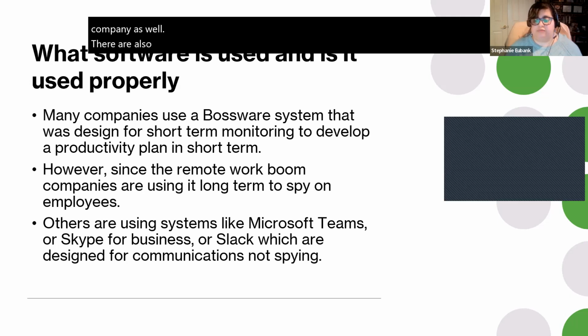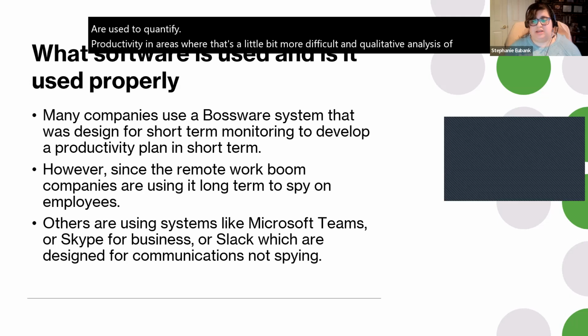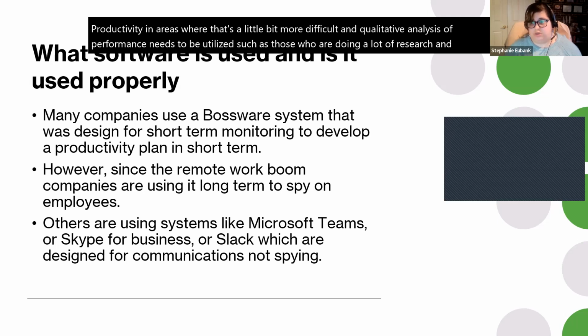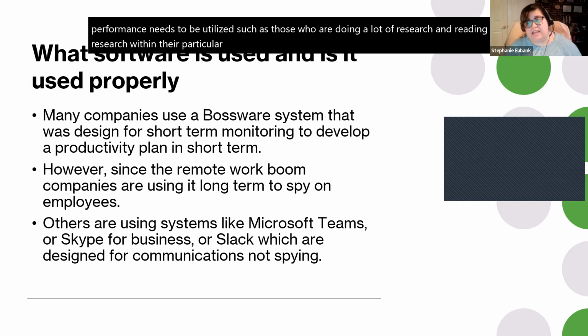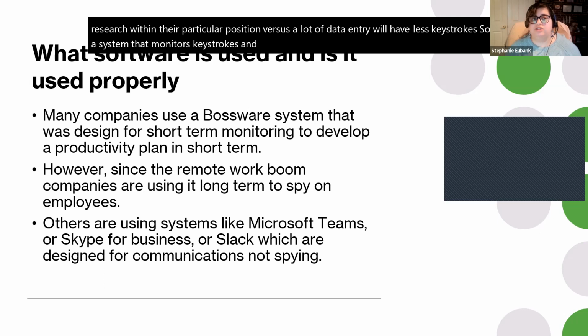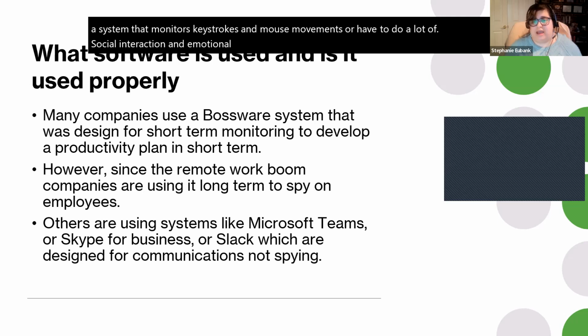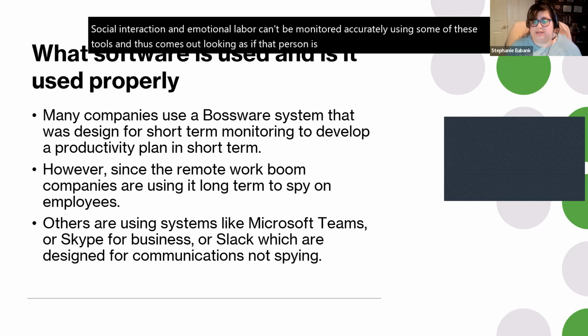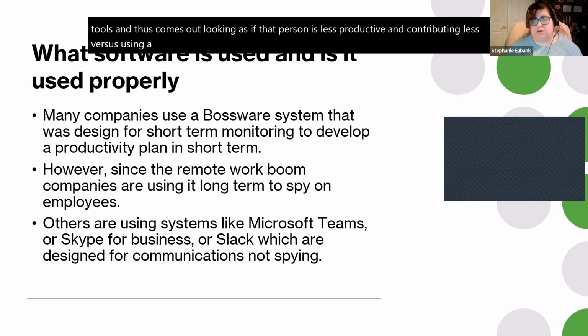There are also a number of software systems that are used to quantify productivity in areas where that's a little bit more difficult, and qualitative analysis of performance needs to be utilized, such as those who are doing a lot of research and reading research within their particular position versus a lot of data entry will have less keystrokes. So a system that monitors keystrokes and mouse movements, or have to do a lot of social interaction and emotional labor, can't be monitored accurately using some of these tools, and thus comes out looking as if that person is less productive and contributing less, versus using a qualitative methodology to look at their work and see where their contributions actually are within their organization.